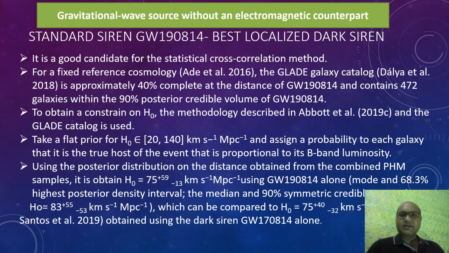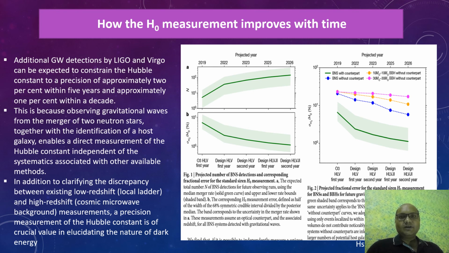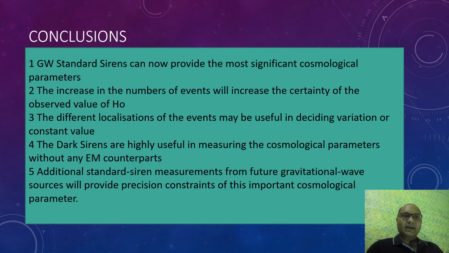It is a good candidate for the statistical cross-correlation method. For a fixed reference, the GLADE galaxy catalog is approximately 40% complete at the distance of GW190814 and contains 472 galaxies within the 90% posterior credible volume of GW190814. To obtain constraints on H0, the methodology described in Abbott et al. and the GLADE catalog are used, and the value of H0 we obtained is 75 kilometers per second per megaparsec. So we see that H0 is being improved from time to time.